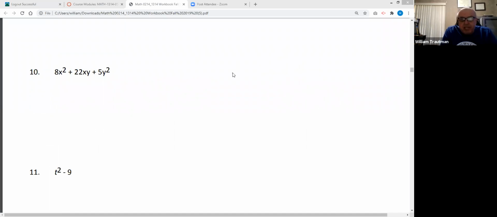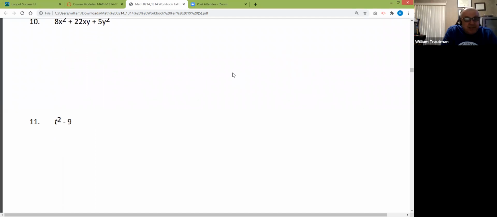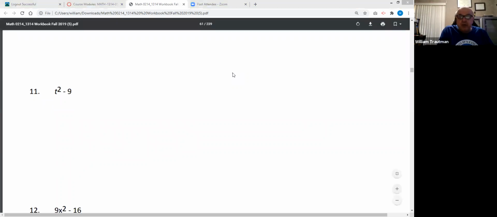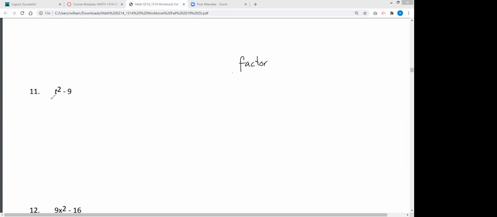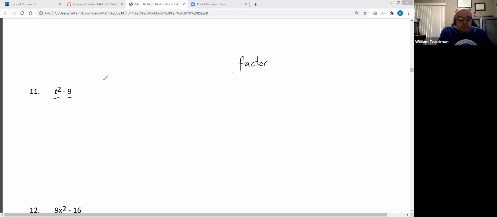All right, number 11. You're going to like number 11, I think. You're going to like the rest of these. I hope you like the rest of these. How many terms do I have? Anybody? How many terms are on number 11? 2. There are 2 terms. So this is factoring 2 terms. The method for factoring 2 terms. And it's a really easy method.